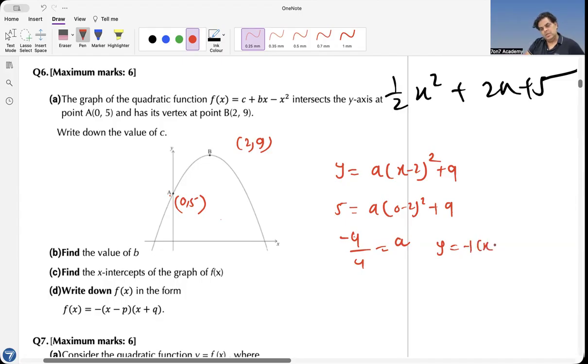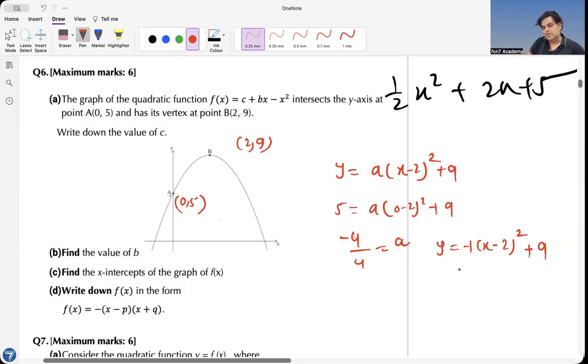So y is equal to -1 times (x minus 2) whole square plus 9, correct. How did you get -4? So let's expand this. If you write it in this format, you can expand and compare.